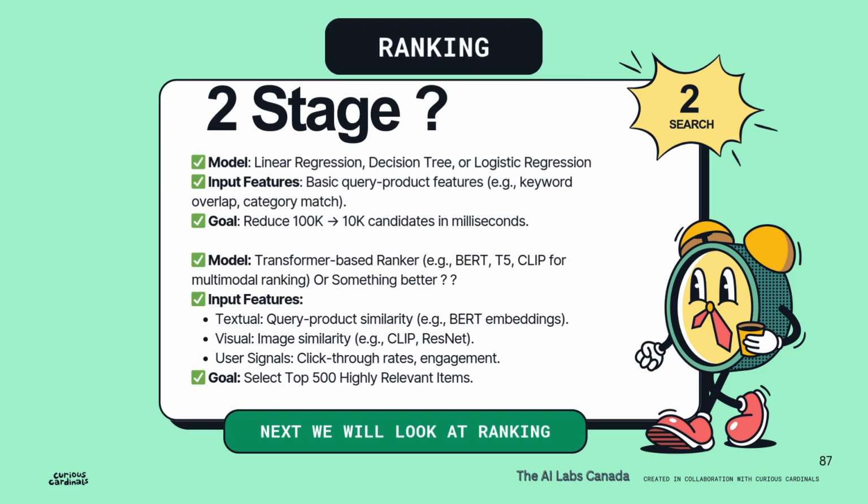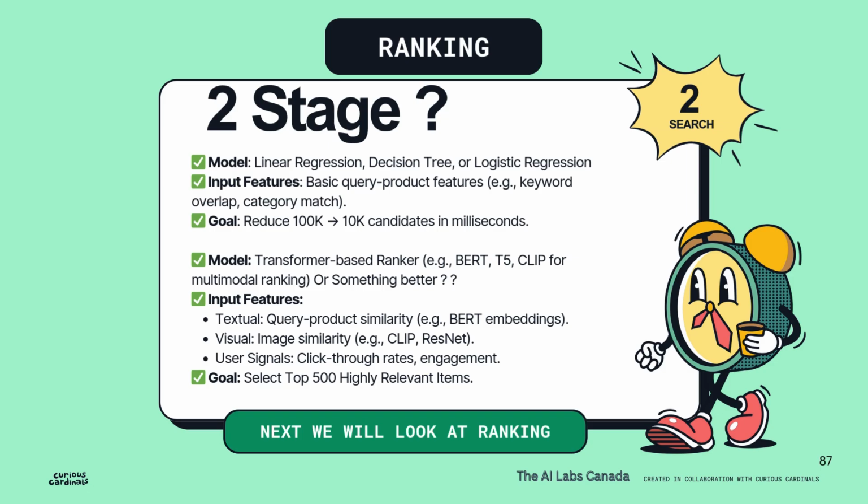After this step, we have around 100,000 candidates left for our results. The next step could be ranking, where we can build a two-stage model. In the first stage, we can apply some simple algorithms like logistic regression, linear regression or even a decision tree, and then reduce that candidate set from 100,000 to around 10,000.